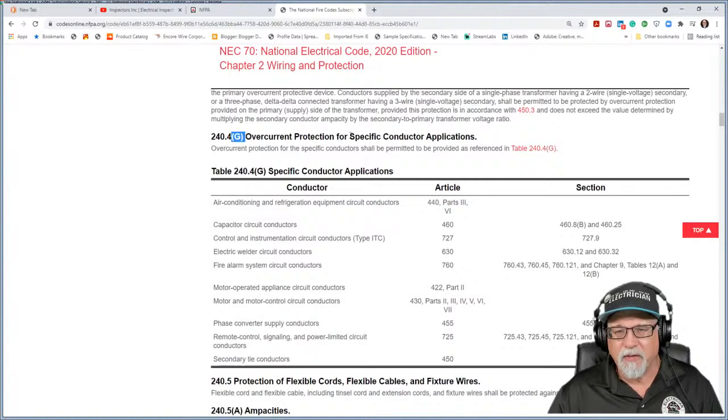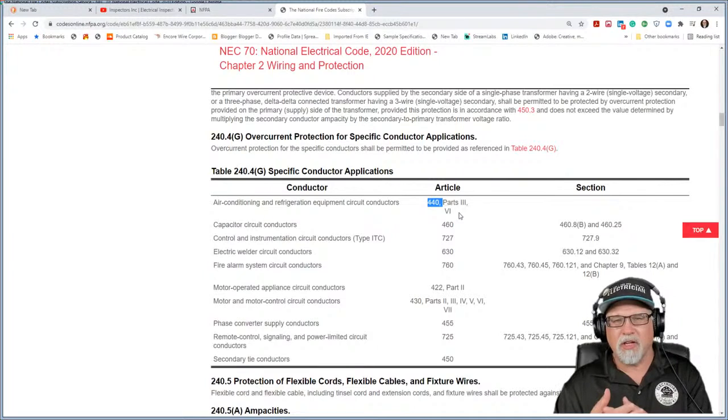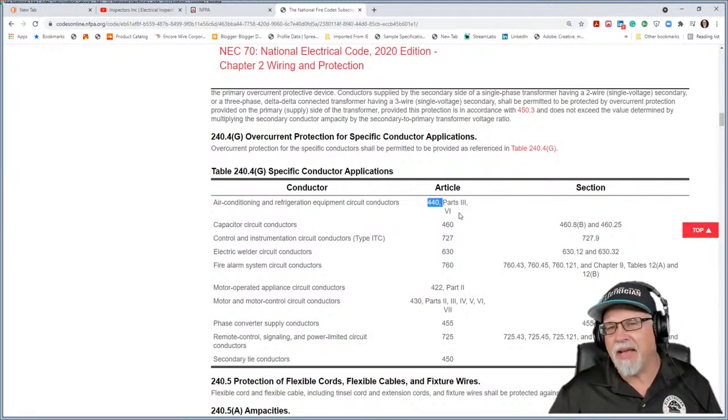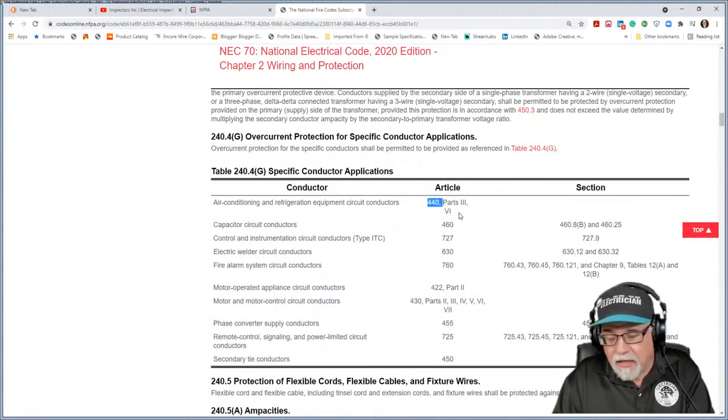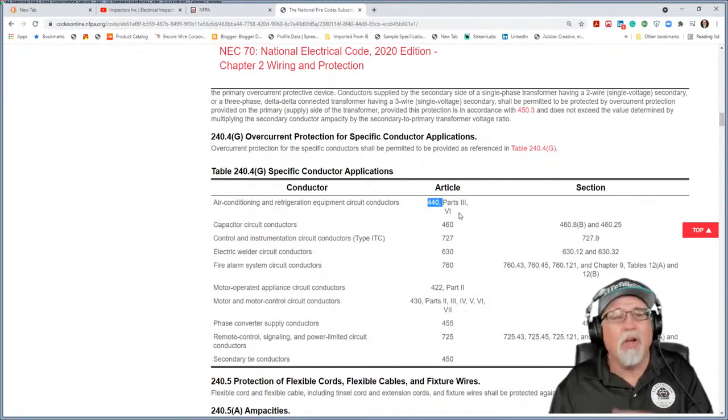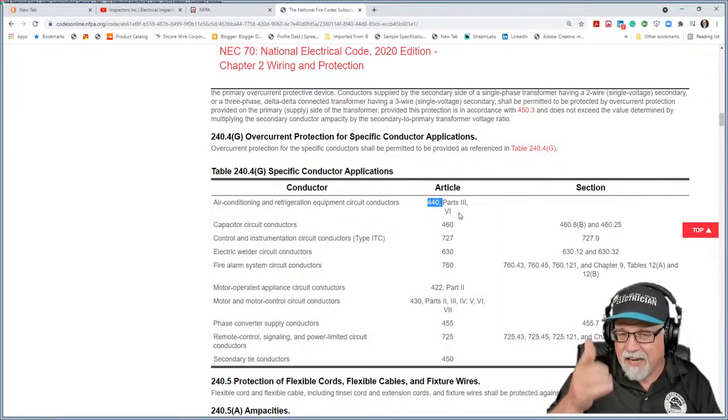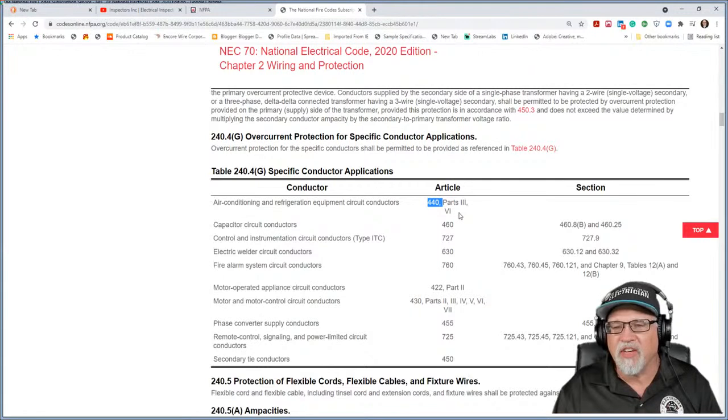(G) is for specific conductor applications. So that outside air conditioning unit, covered in Article 440, Parts 3 and 4, talks about those conductors and the sizing, and it makes it okay. Ultimately, it's okay to have a 12 gauge on a 40 amp device if you're using 240.4(G) and following the rules in the article that it references.